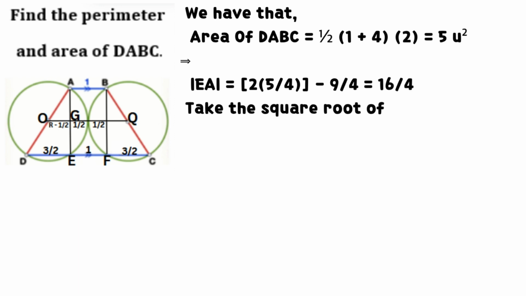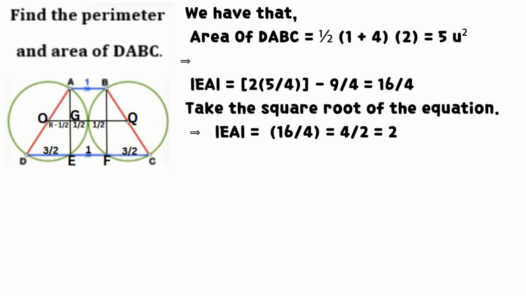This implies that line EA equals 2 times 1/4 of 5 minus 1/4 of 9, which equals 16 divided by 4. Take the square root of the equation. It follows that line EA equals 16 divided by 4, which equals 2.